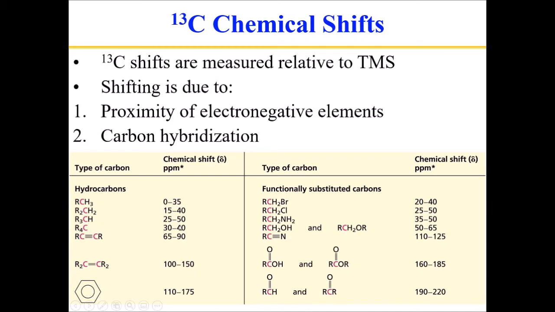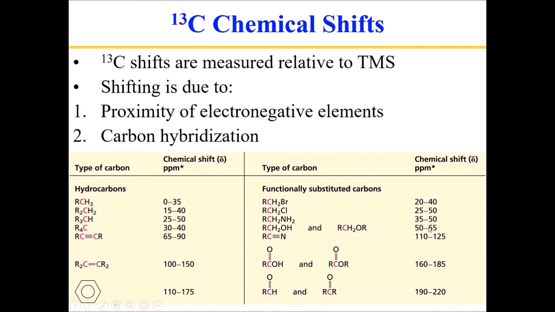Alkanes show up between 0 and 40, alkynes between 65 and 90, alkenes between 100 and 150, aromatic rings between 110 and 175. So there are 4 discrete values that you should memorize. If your carbon is connected to an atom of higher electronegativity, such as an oxygen, a nitrogen, or a halogen, then it will have a higher shift value because of the electronegativity of the atom that it's connected to.